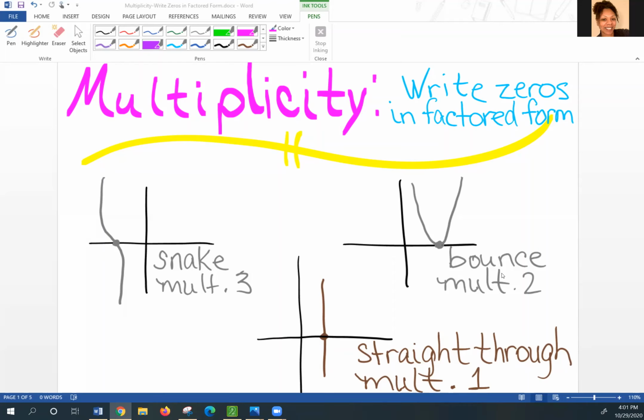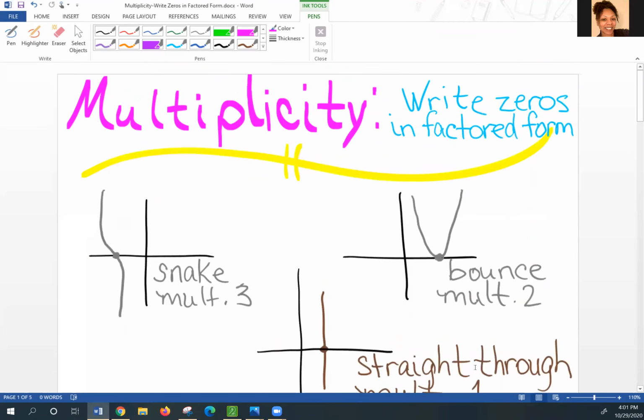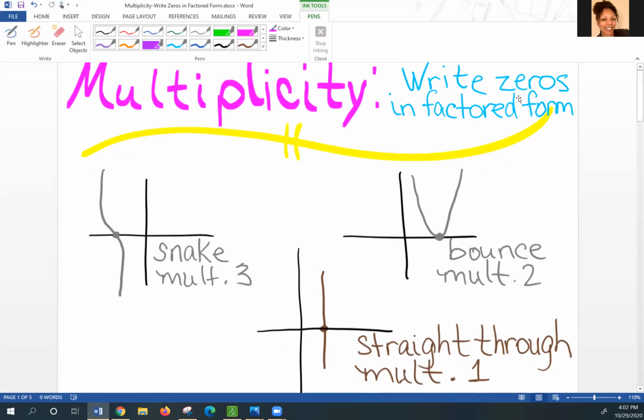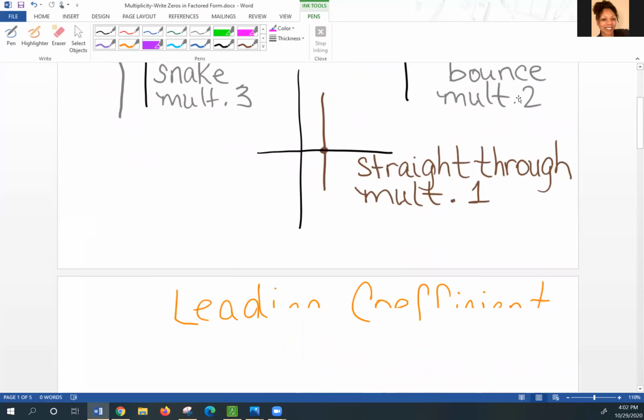It's kind of like when you're adding versus multiplying. If you had 2 plus 2 plus 2 plus 2, it would make more sense to just say 2 times 4. It's kind of along those lines. And then if your graph is just going straight through the point, then it's going to be multiplicity of 1. So that's important to know because we're going to try to write the zeros in factored form. So we need to know how many zeros that we're working with.